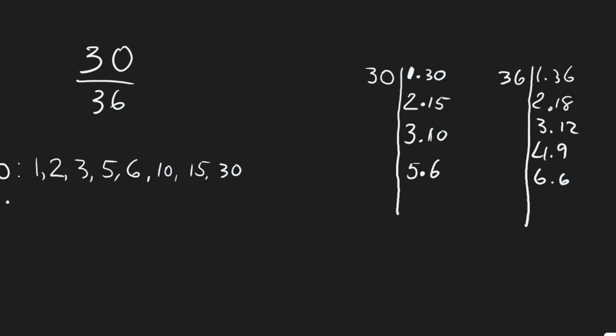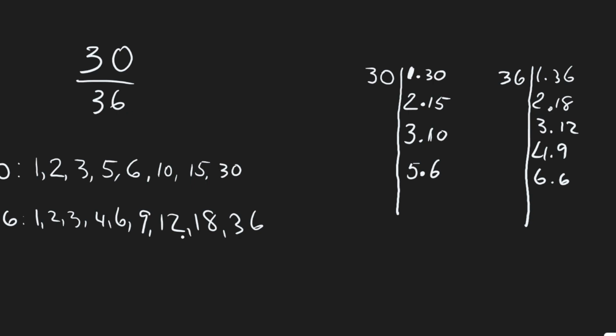I do the same. Factors of 36: 1, 2, 3, 4, 6, 9, 12, 18, 36. So we get the factors of 30, all these numbers here, and the factors of 36, all these numbers here.